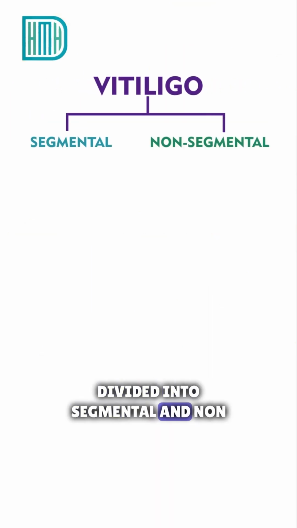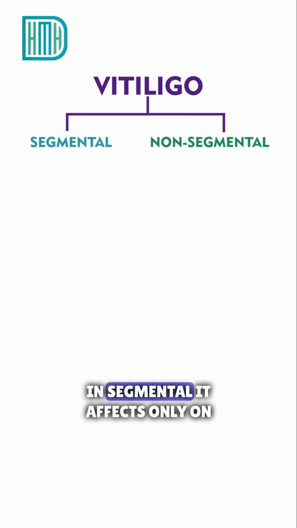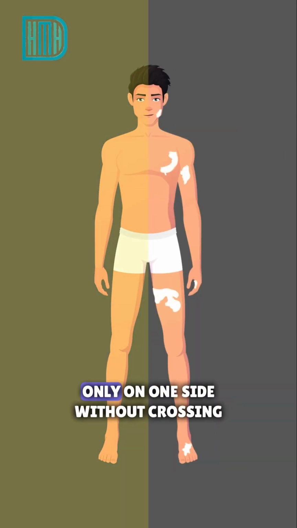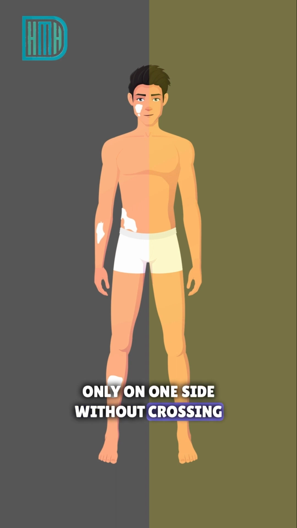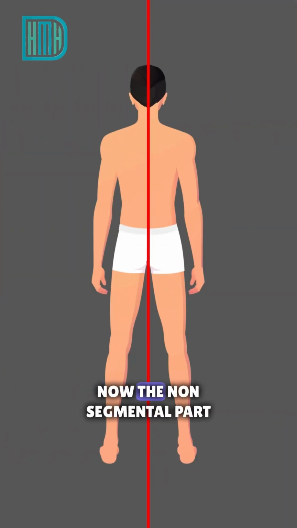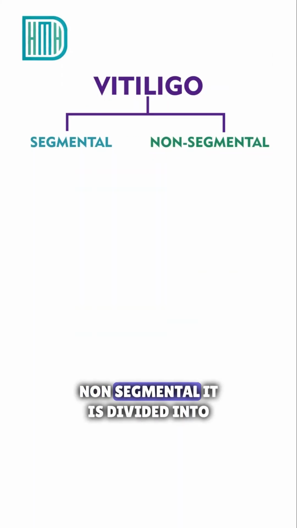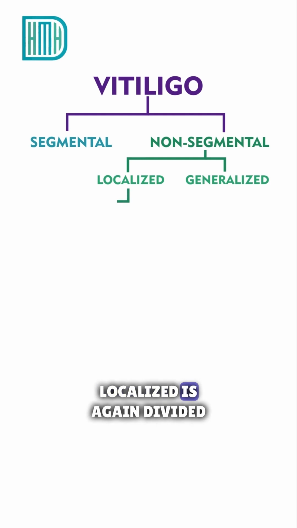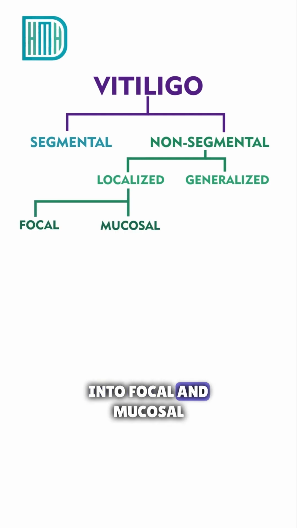Now, the types of vitiligo. It is divided into segmental and non-segmental. In segmental, it affects only one area of the body, only on one side, without crossing the midline of the body on the front or back. Now, the non-segmental type is divided into localized and generalized. Localized is again divided into focal and mucosal.